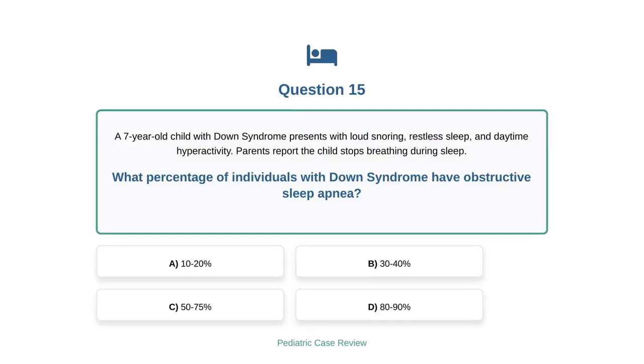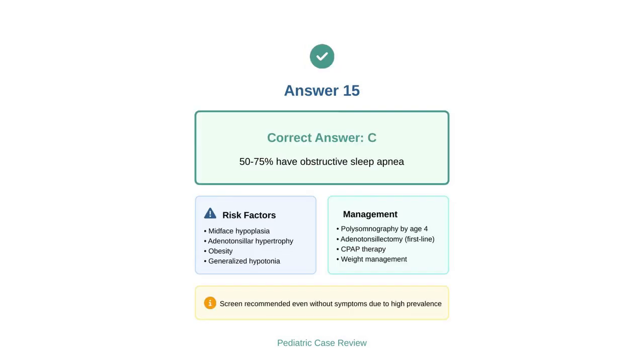A 7-year-old child with Down syndrome presents with loud snoring, restless sleep, and daytime hyperactivity. Parents report the child stops breathing during sleep. What percentage of individuals with Down syndrome have obstructive sleep apnea? Option A, 10 to 20%. Option B, 30 to 40%. Option C, 50 to 75%. Option D, 80 to 90%. The correct answer is C.